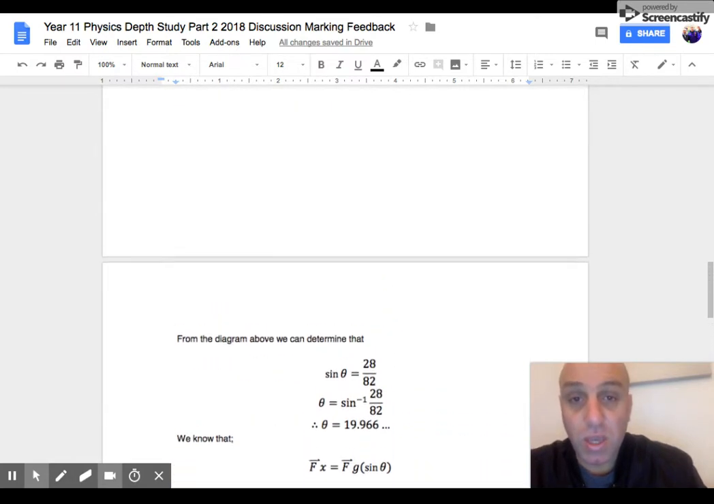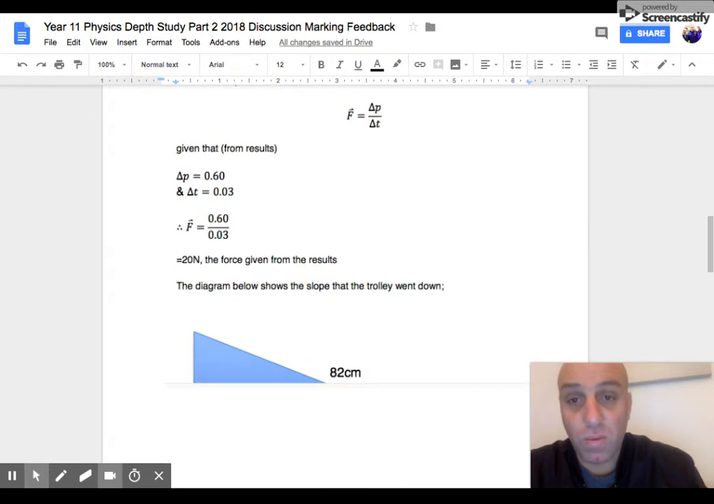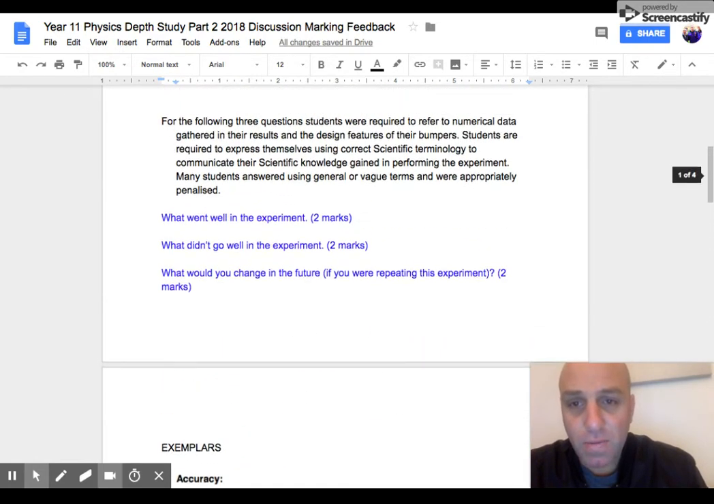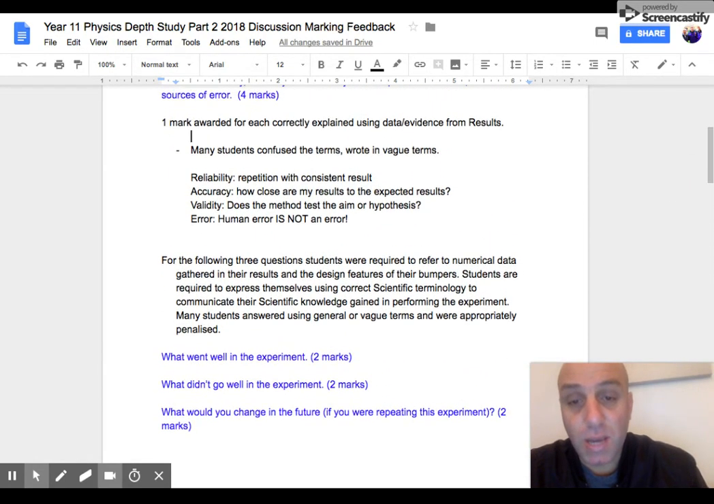Okay, so have a look when you get yours back and see what you wrote, reflect on what you've got there. The second part of the marking criteria was what went well in the experiment, what didn't go well, and what would you change in the future if you're repeating the experiment. Now, this was pretty poorly done. A lot of people wrote this like a reflection, like a journal entry, but you're in a discussion of an experiment, so you really have to use scientific language and you have to put forward the scientific knowledge that has been established through conducting the experiment.